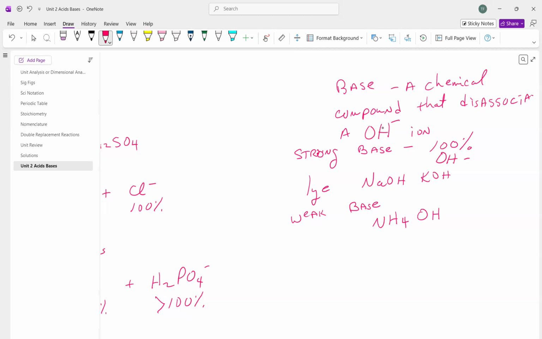When you clean your kitchen, they say, oh, it's got ammonia in it, because ammonia will saponify fats. Well, it's not really NH3, which is ammonia, it's NH4OH, because when NH3 is in water, it forms NH4OH.